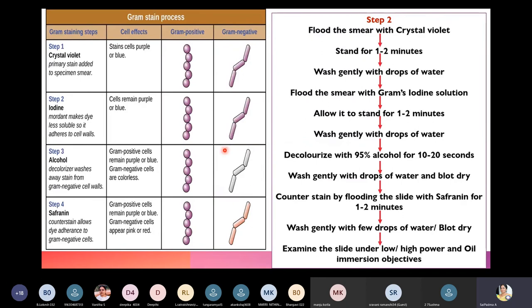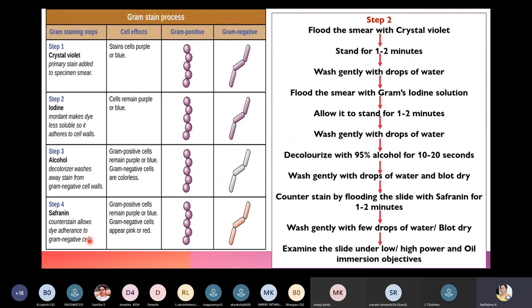Whereas in Gram-negative bacteria, the major outer component of the cell wall is the lipopolysaccharide layer. When we add the decolorizing agent, the crystal violet and Gram's iodine complex formed here will be washed out, because in the presence of alcohol the lipid components are solubilized, releasing the crystal violet and iodine complex. So the organism is completely decolorized and will not have the blue or purple color in this step.